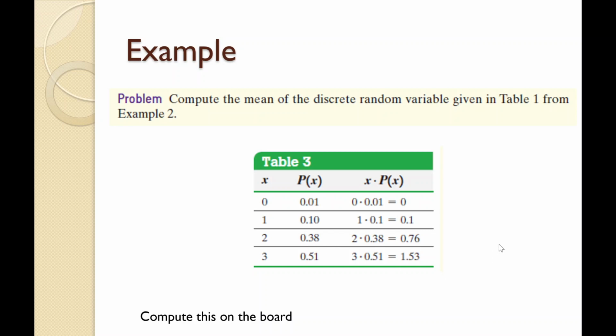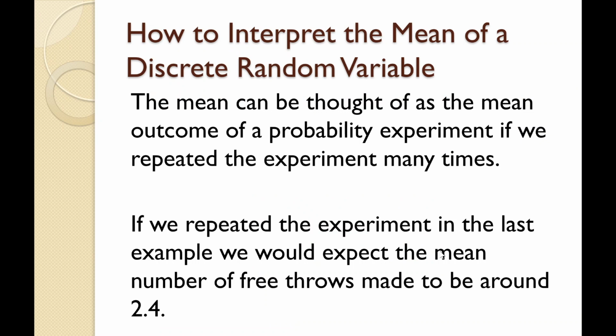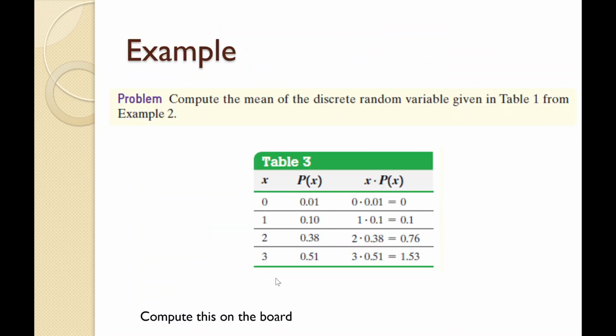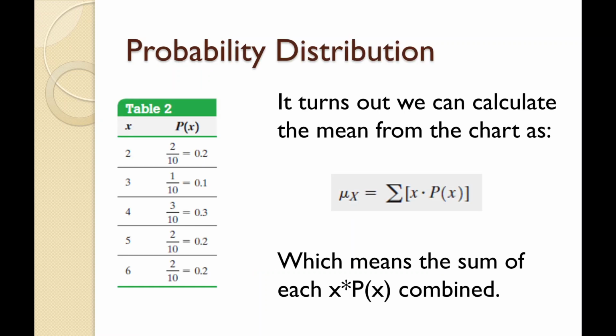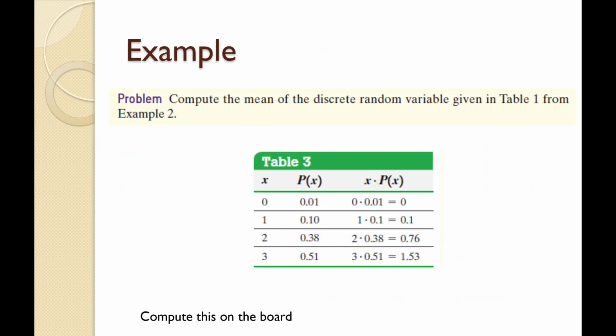And it says compute this on the board. Obviously we don't have the board, so we're just going to move on. I would basically do the same thing with these numbers here: 2 times that, 3 times that, and so on, and add them all together. That's what this says. And then I think we divide by the total number of frequencies.